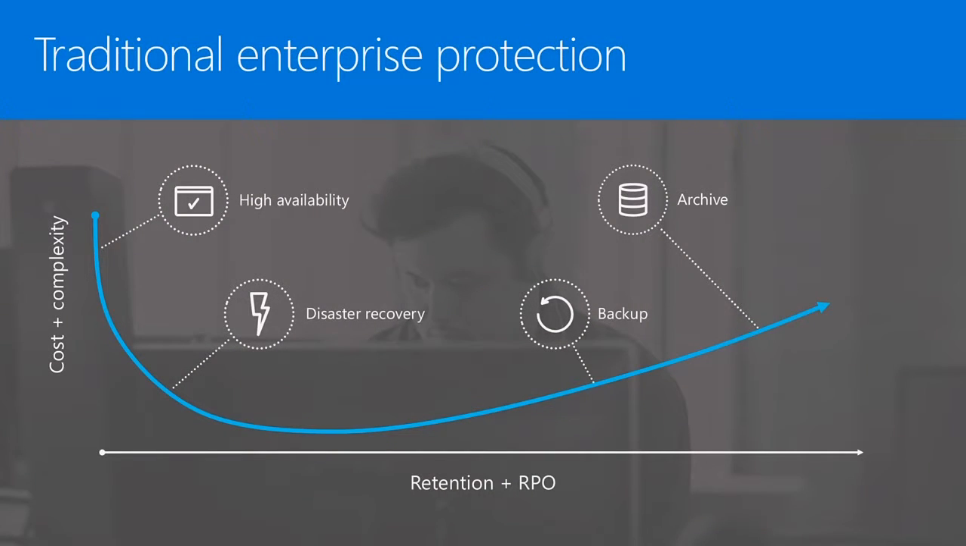So when we look at the traditional method of doing enterprise protection or enterprise DR availability, there are some key things that come into place. There's a whole matter of high availability, and on the other end of the spectrum, you're talking about archiving and backup. So data availability and disaster recovery.